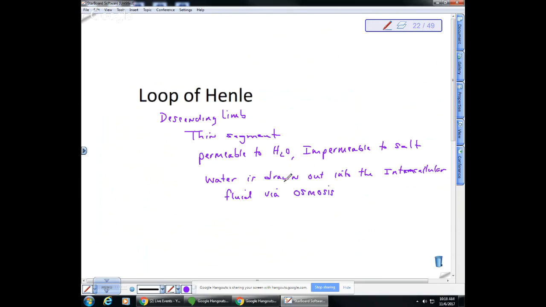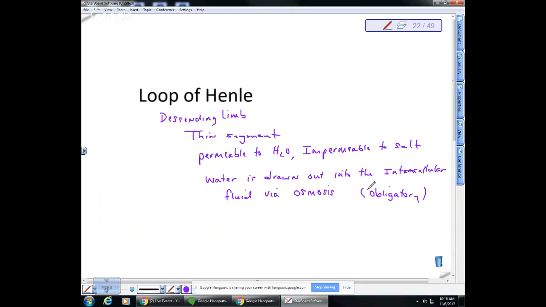And the significant thing about this is it doesn't take energy. Would this be facultative or obligatory, do you think? Obligatory, right? So it has to happen, and it moves out because the solute concentration outside the loop of Henle increases as you move down the length of the nephron.